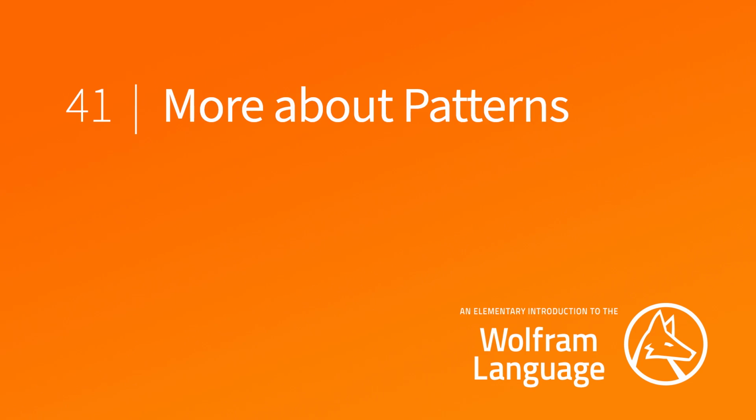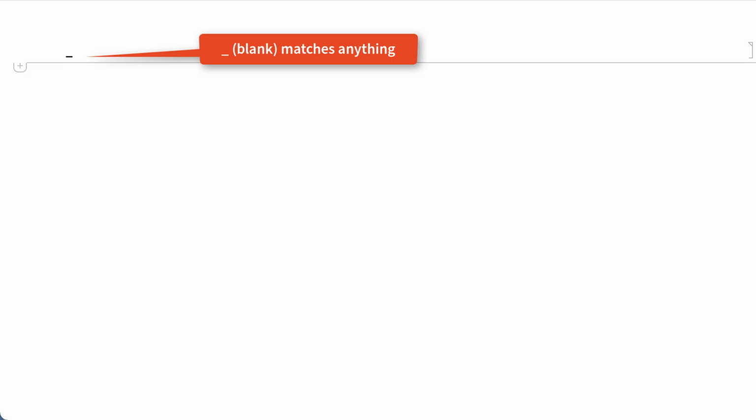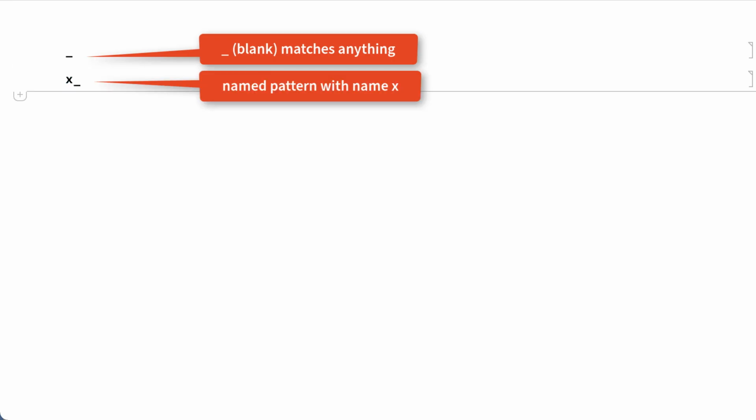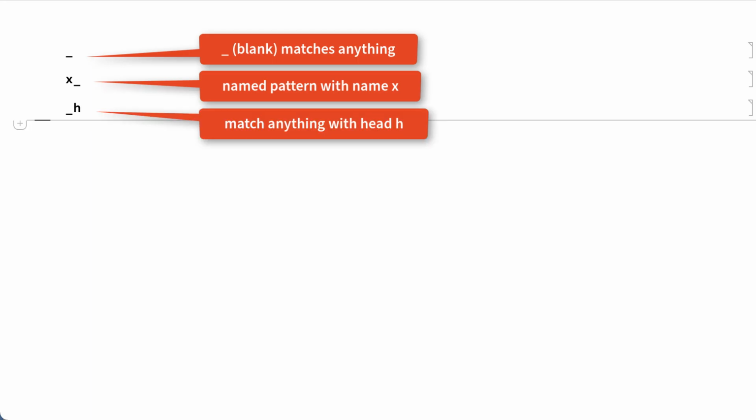Section 41 is about what is essentially a whole sublanguage for specifying patterns within the Wolfram language. Several elements of that pattern language have come up in earlier sections. The pattern blank, for example, stands for anything. The pattern with X before the blank also matches anything and calls that thing X. And the pattern with H after the blank matches anything with a head of H.